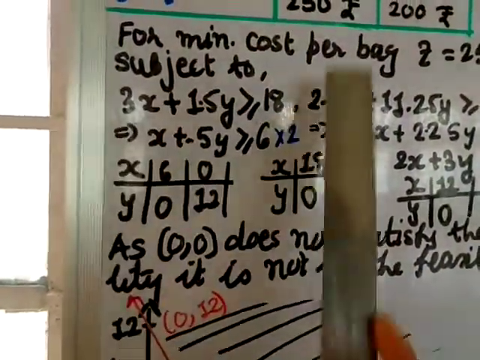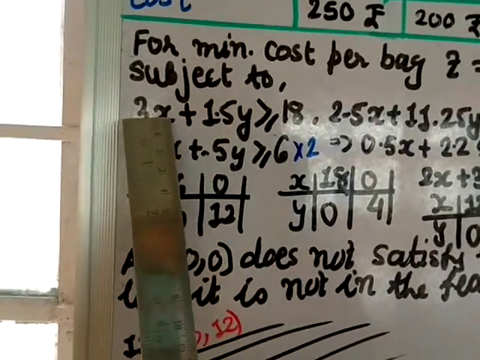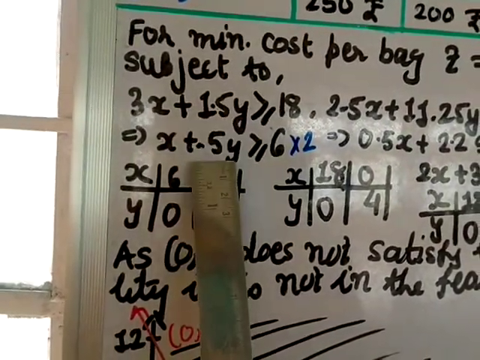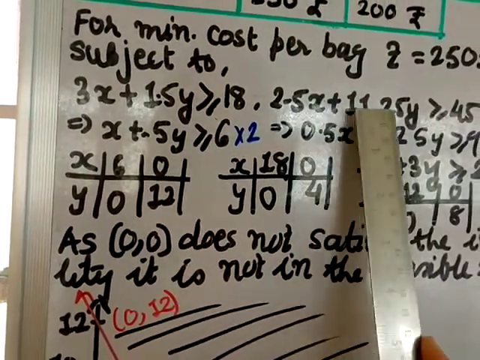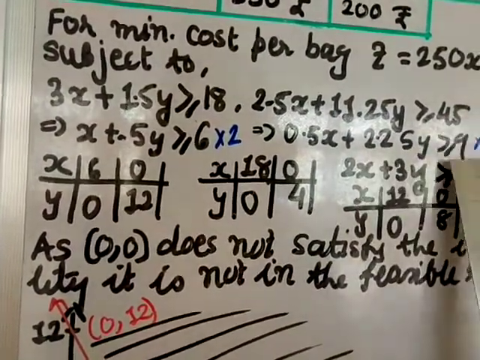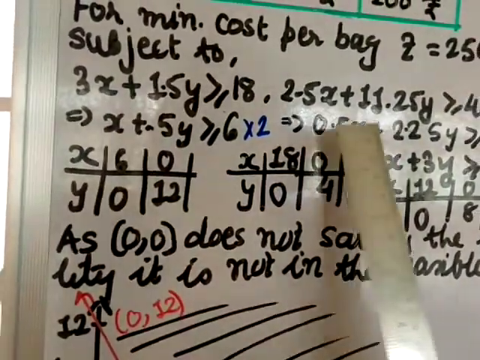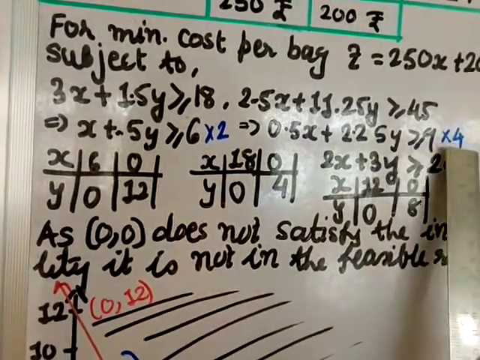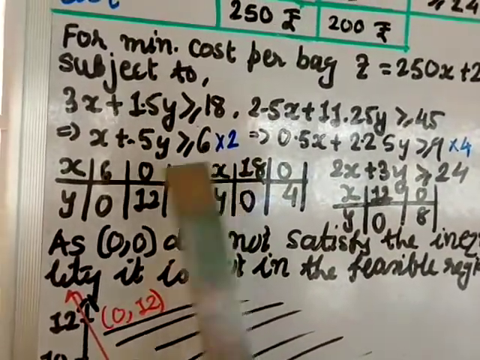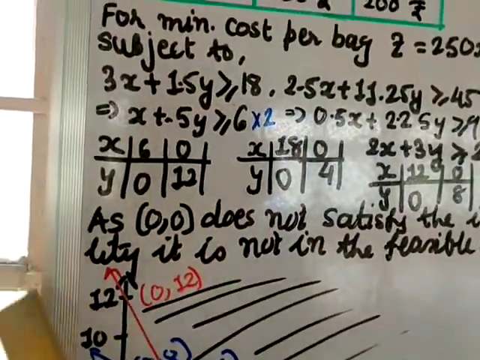If you divide the first equation by 3, you get x plus 0.5y equal to 6. I have divided the second by 5, so you get 0.5x plus 2.25y equal to 9. If I multiply with 2 or 4, the decimal point will cancel. I have not done it, but you can do it yourself if you wish. I have taken the points directly.